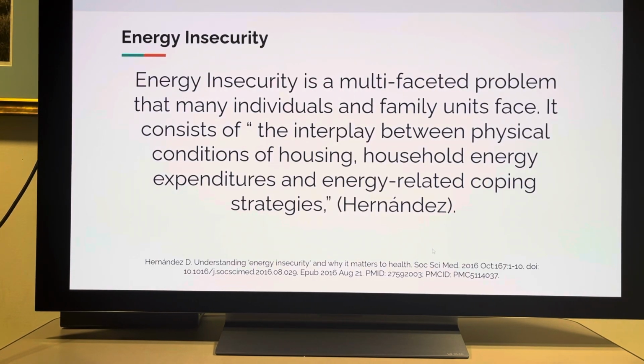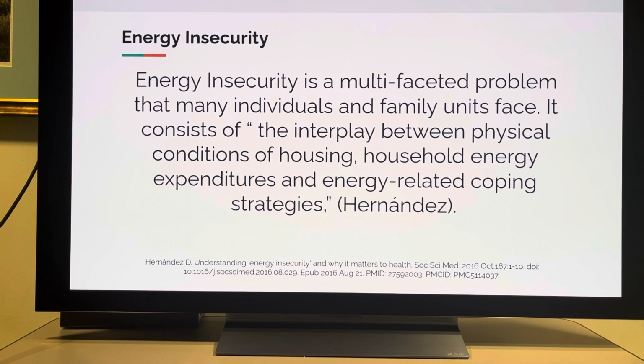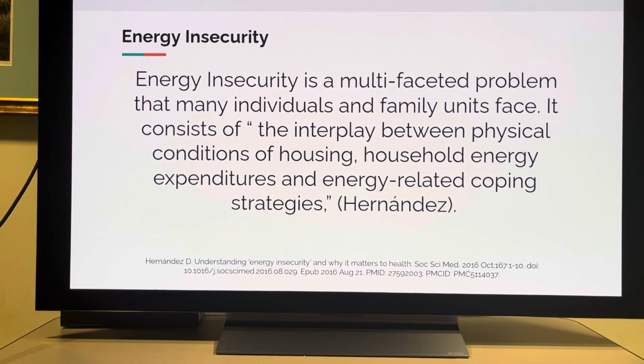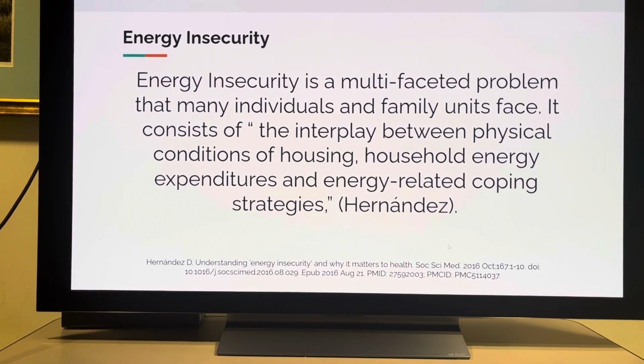Energy insecurity. Energy insecurity is a multifaceted problem that many individuals and family units face. It consists of the interplay between physical conditions of housing, household energy expenditures, and energy-related coping strategies. Hernandez.